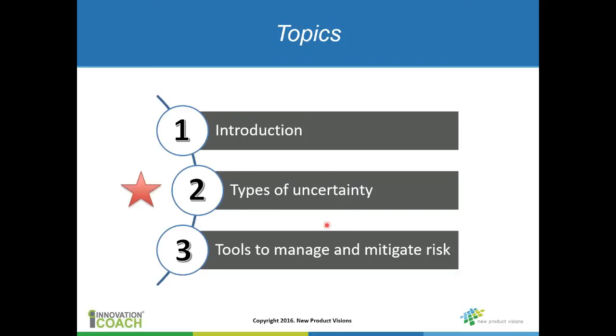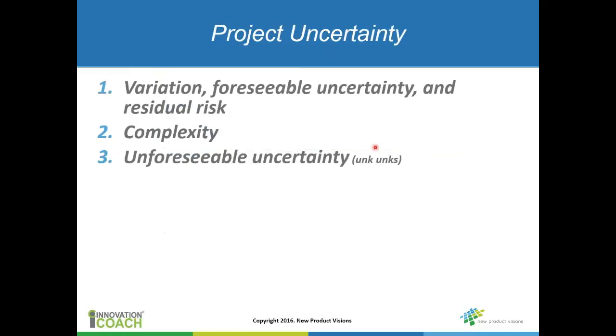Okay, I want to have a discussion now about uncertainty. It's really uncertainty in projects that leads to risk. And so I want to talk about that in general before we start talking about tools. There are really three categories that we're going to discuss relative to uncertainty. The first category includes task variation plus what we call foreseeable uncertainty. And then anything that's not accounted for in these two is lumped into what we call residual risk.